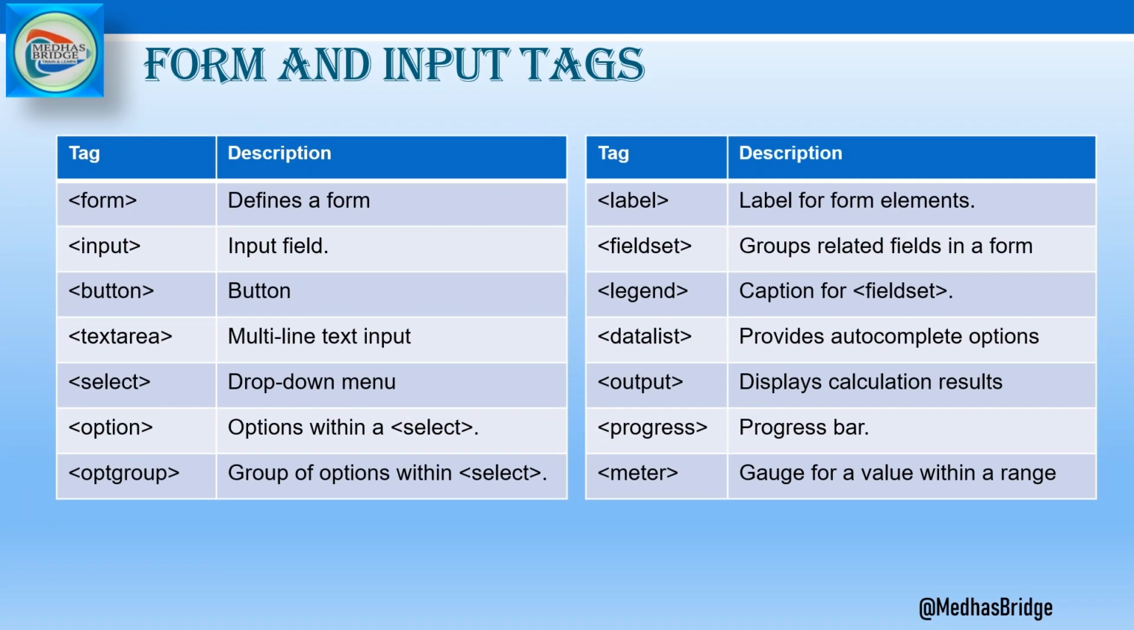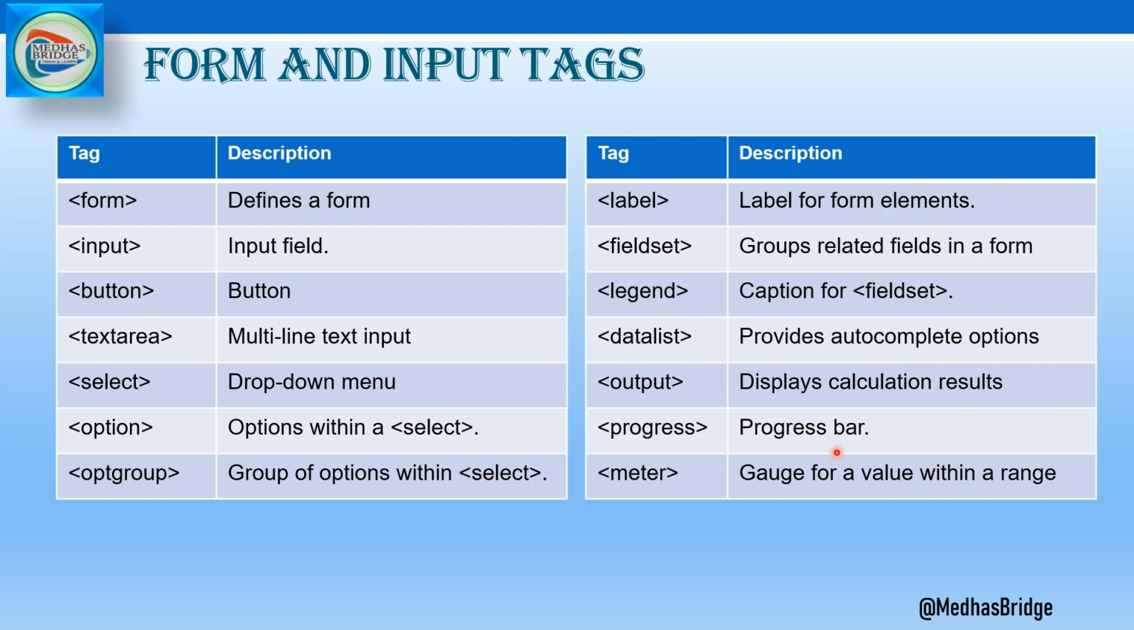For submitting a request or inquiry, we require form and input tags, right? These are the tags that we see in HTML. The form tag defines a form. Input is a field, and button, we know. Multi-line text input can be accommodated using textarea. Select you can use for a drop down menu, with option inside the select, and optgroup to group options within select. Label lets you label form elements. Fieldset groups the related fields in the form. Legend is the caption for a fieldset. Datalist provides autocomplete options. Output displays the calculation results.